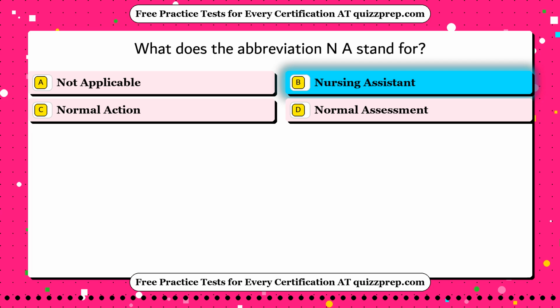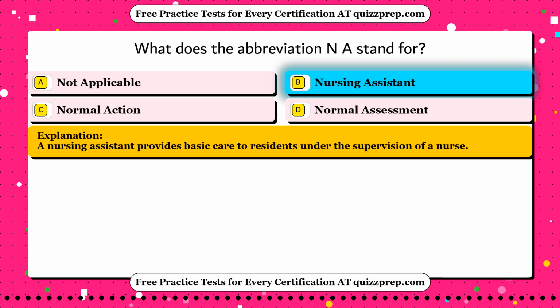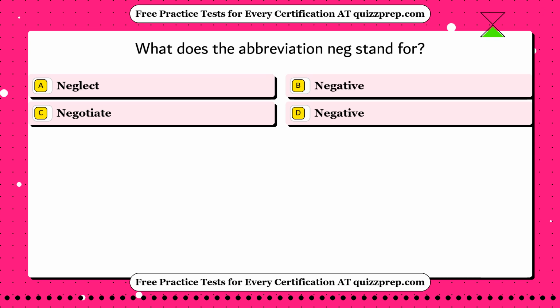The correct answer is option B, nursing assistant. A nursing assistant provides basic care to residents under the supervision of a nurse. Question 76. What does the abbreviation NEG stand for? Option A, neglect. Option B, negative. Option C, negotiate. Option D, negative.